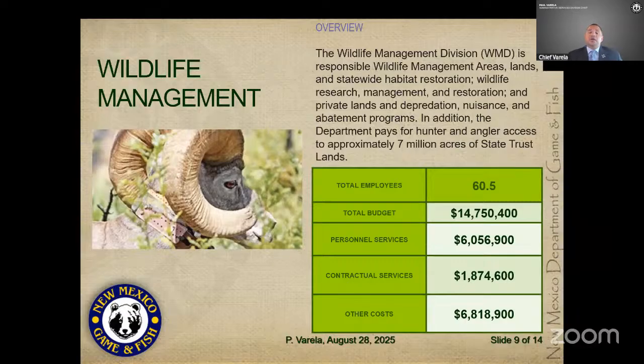These next few slides, I'll describe our budget request by division. The first division is a Wildlife Management Division. The Wildlife Management Division focuses on statewide habitat restoration, wildlife research, management, restoration, and also provides access for hunting and fishing to approximately 7 million acres of state trust lands. This budget supports 60.5 FTE. The total budget is 14.7 million. 6 million of that is personal services, 1.8 million is contractual services, and 6.8 million is in other costs.